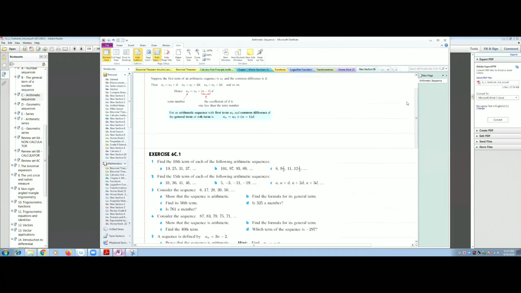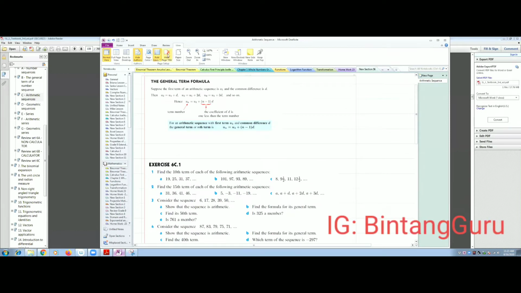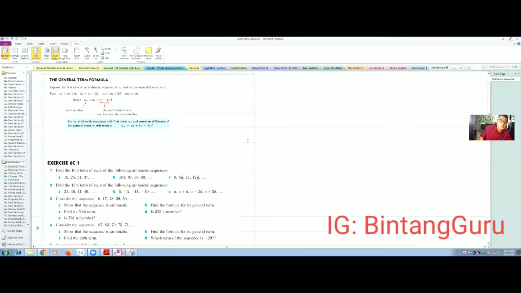And now, okay, so we have arithmetic. So we have arithmetic sequences. Yeah, so we have UN.